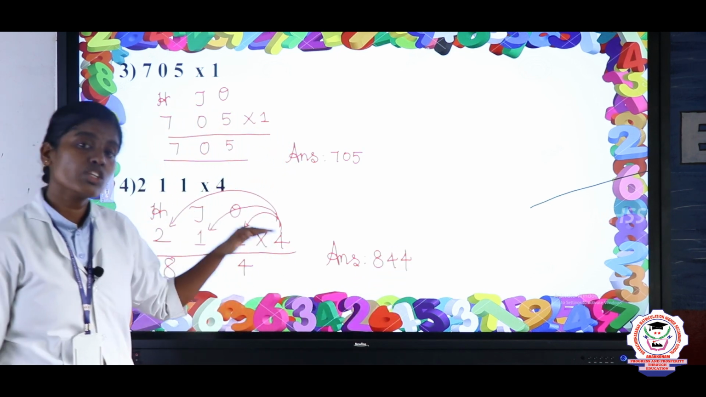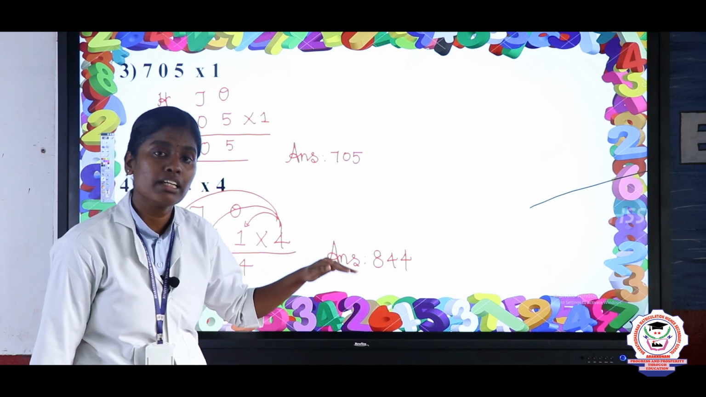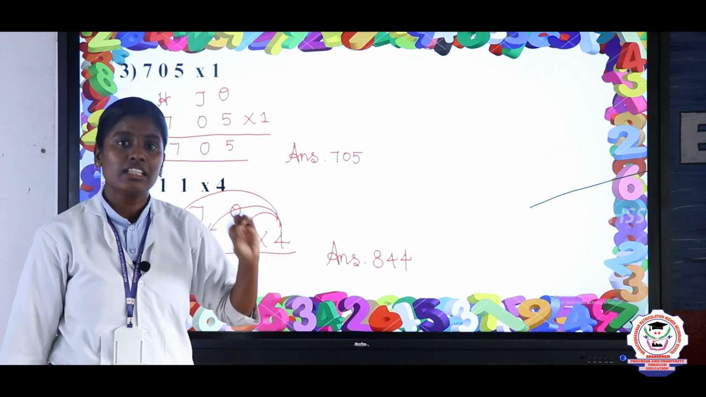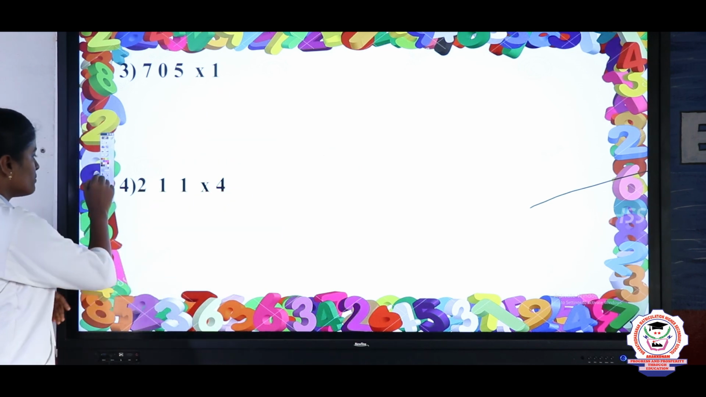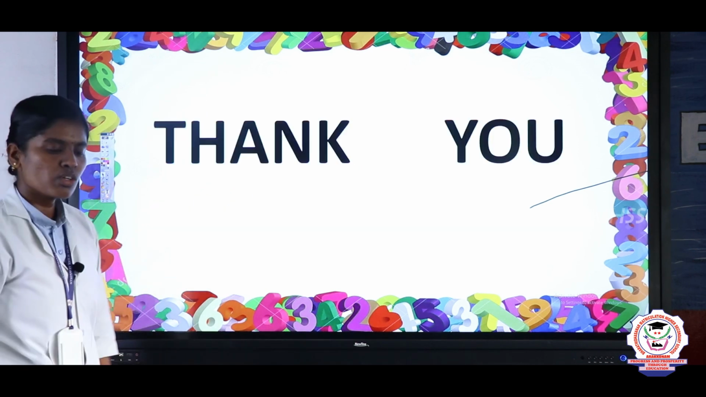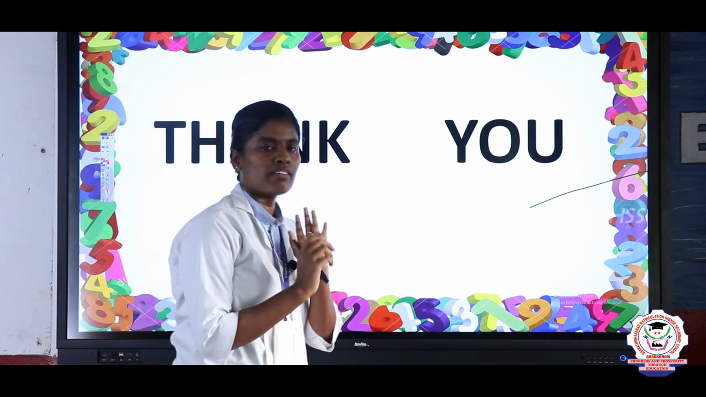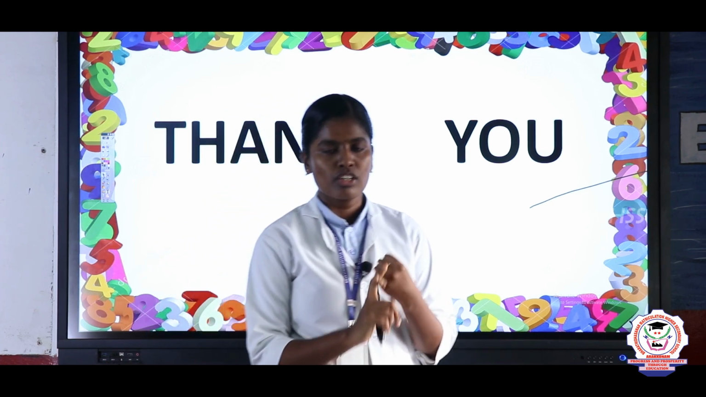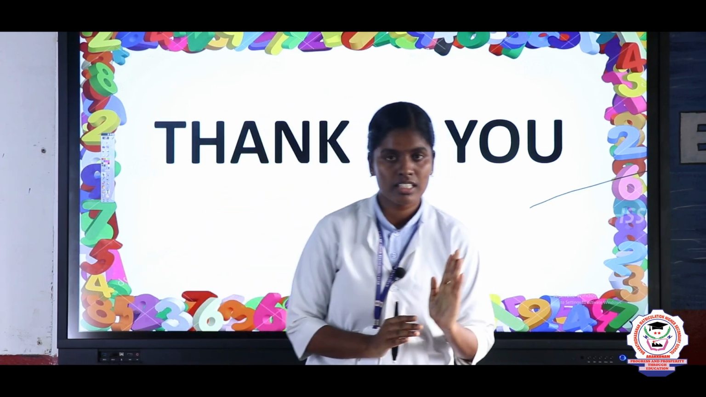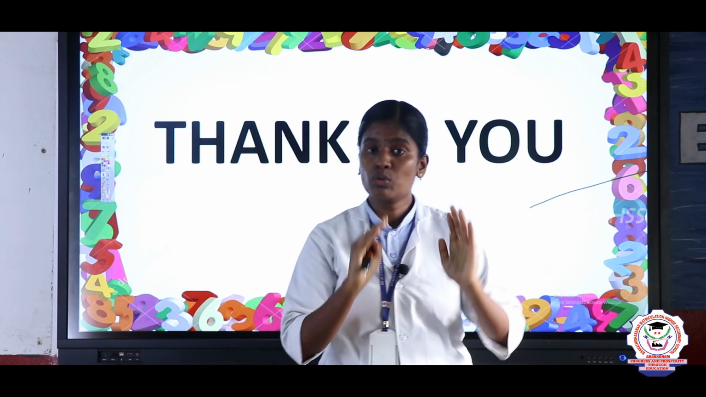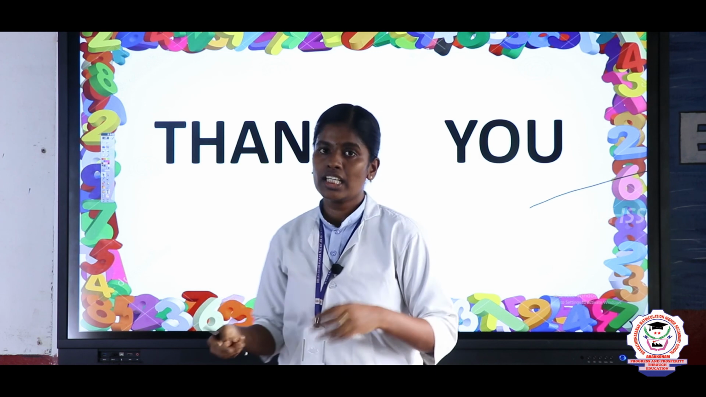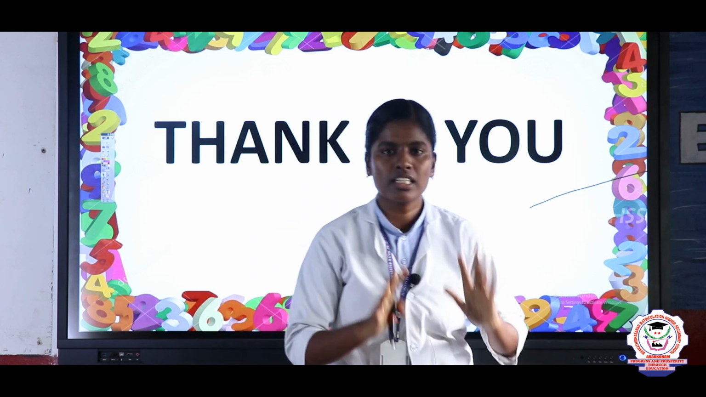844. So what is the topic name? 3 digit number multiplied by 1 digit number. So listen my children, in this section you have learned multiplication, right? 2 digit number multiplied by single digit number, then using the tables, and finally 3 digit number multiplied by single digit number.